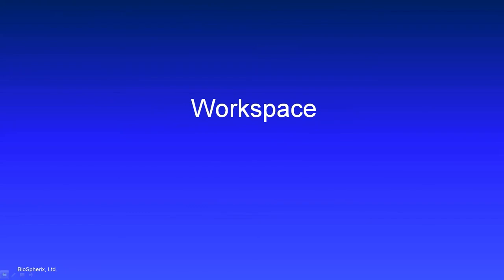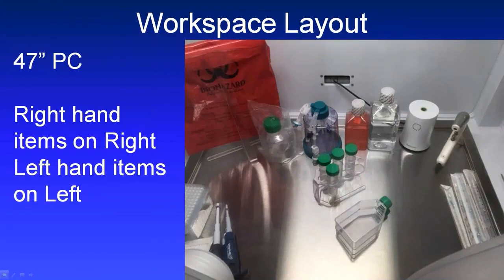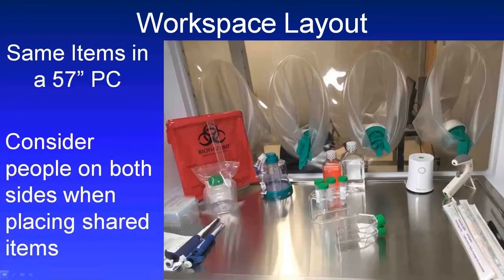Let's talk about workspace layout. This is a photo of a 47-inch processing chamber, and it has some typical cell culture processing items laid out in it. Now, as you work with things in a biological safety cabinet, you learn to put things for your right hand on the right-hand side, things for your left hand on the left-hand side. But things might be a little different when you're working in Xvivo system, particularly if you have gloves on both sides.